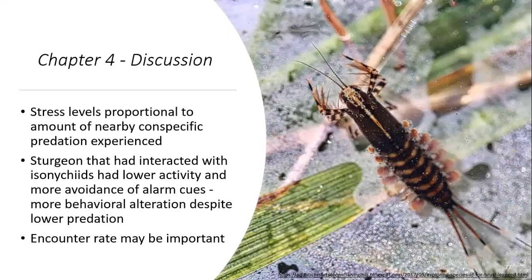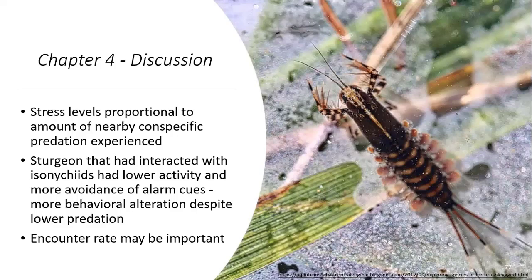I also saw that the sturgeon that had interacted with isonychiids had more of a behavioral change, despite having fairly low mortality in that treatment. And they had that lower activity, and they were more reactive to the alarm cues. So I'm not sure exactly how to explain this, but one possibility is that encounter rate might be important. The sturgeon that encountered isonychiids frequently were not actually that likely to be predated because the mortality rate was still really low in that treatment.